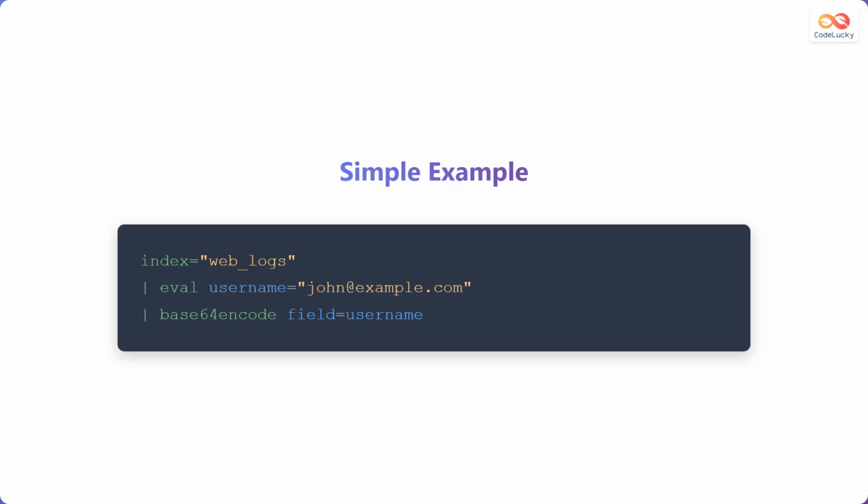Let's look at a practical example. We start with index equals web_logs, then use the eval command to create a username field with the value John at example.com. Next, we apply the base64encode command to the username field. This pipeline demonstrates how to set up data and then encode it in a single search.